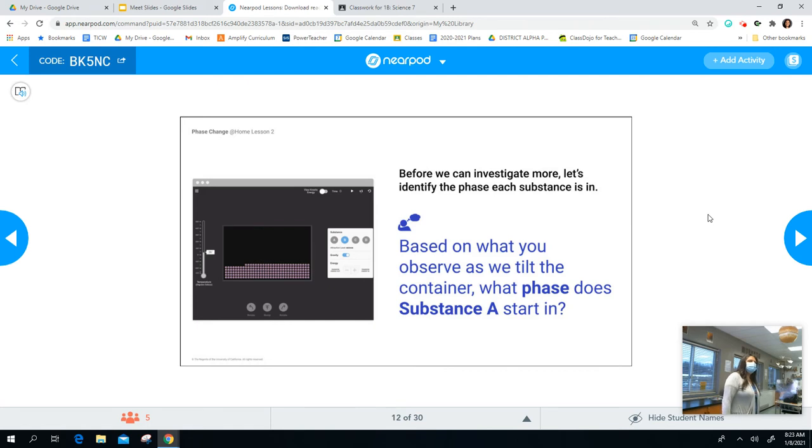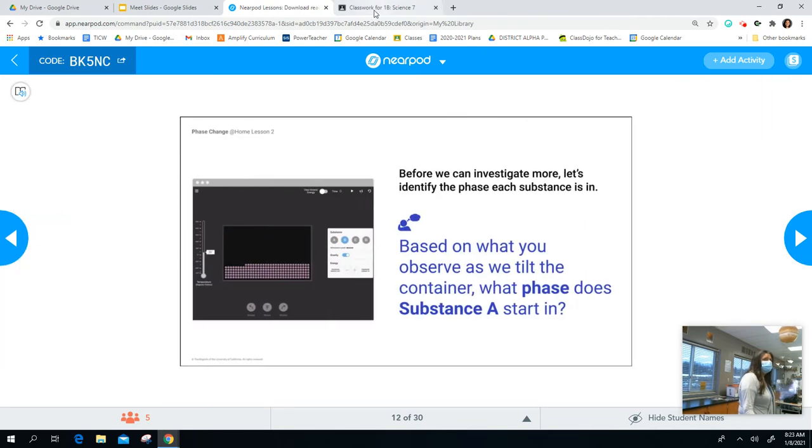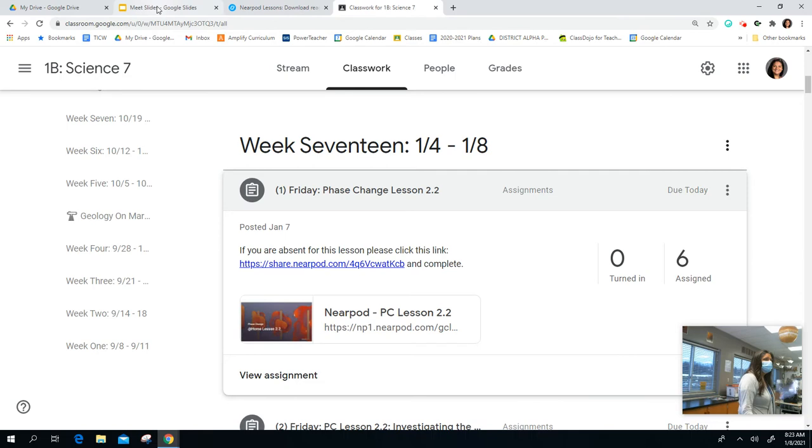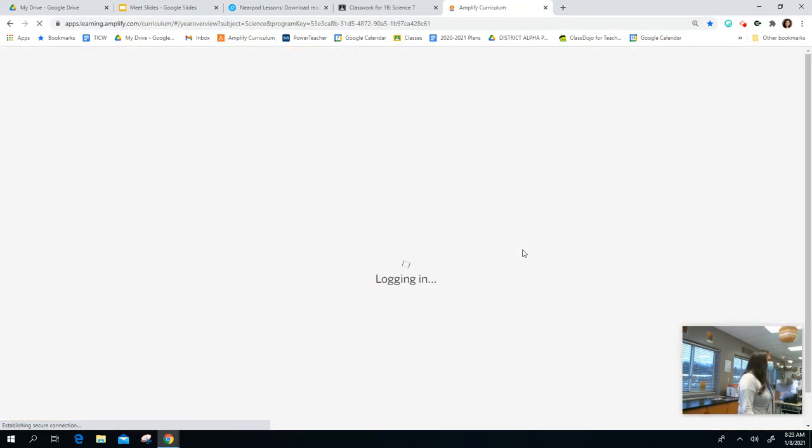So based on what you observe as we tilt the container, what phase does substance A start in? Okay, so we're going to tilt the container, and then I want you to think about, before we tilt, what phase this substance starts in. Hold on. I gotta get my sim. Go ahead and go to Amplify. I don't have a link for the sim on there for some reason. So you're gonna have to open a new tab, go to Amplify.